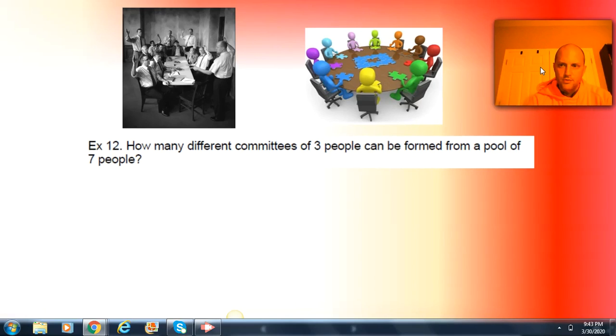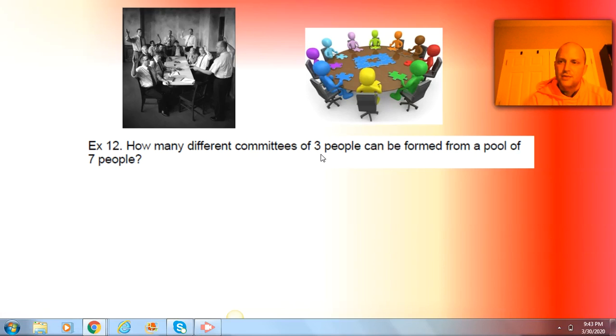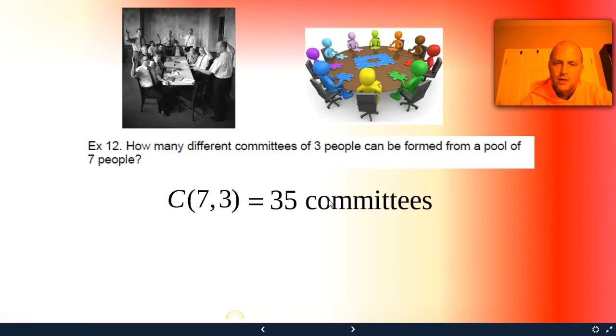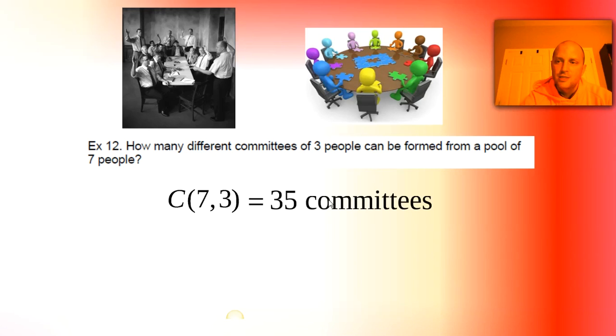So this little guy here says, how many different committees of 3 people can be formed from a pool of 7? When you see committee, it starts with the letter C, like combination. Combinations are committees of people, groups of people, where there's no hierarchy. There's no president, no vice president, no secretary of state. It's everybody on the same level. So that's a combination of 7 things, 3 at a time. Plug that into our calculator and we get 35 possible committees that we can create.